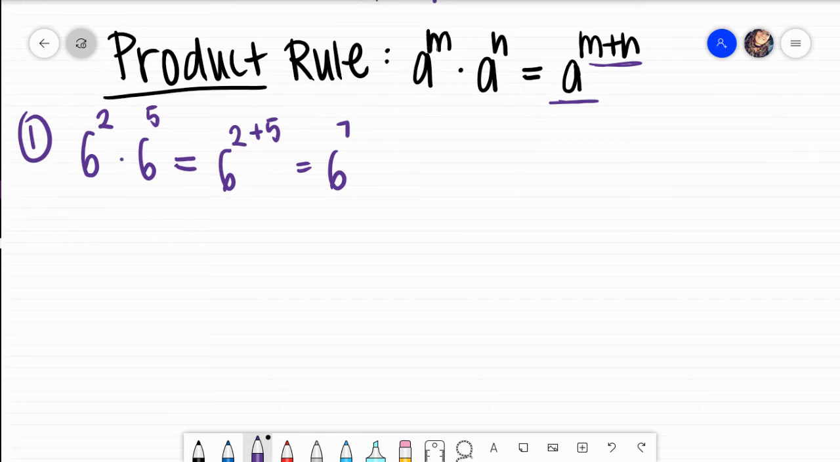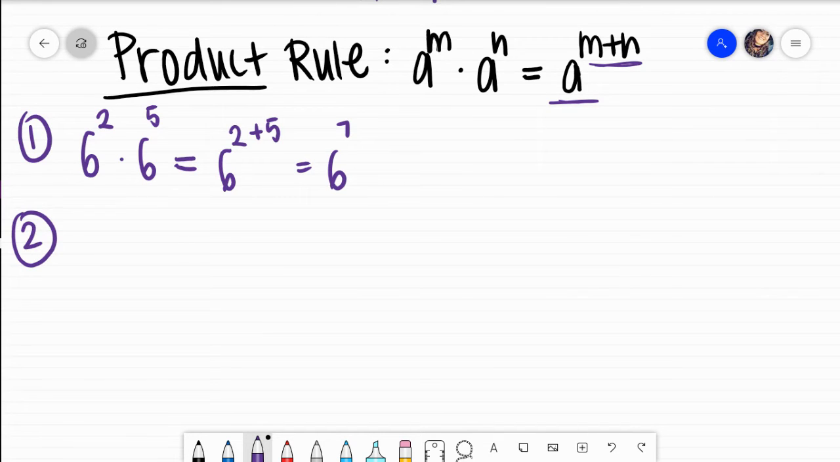You get 6 to the 7th. Y'all, this is not 6 times 7, and it's not 36 to the 7th. That's not correct. The 2 exponent is with the first 6. The 5 exponent is with the second 6. Because those aren't just the number 6, you don't just multiply them together. You follow the product rule, which states keep your base, add your powers.